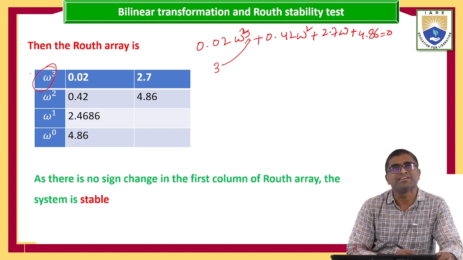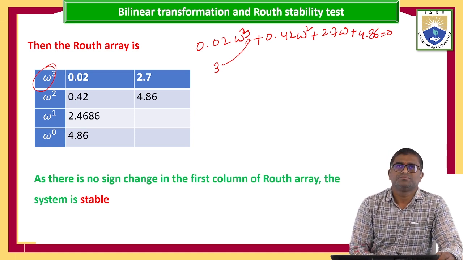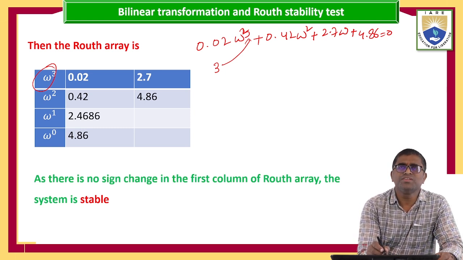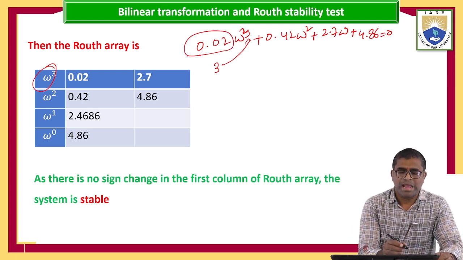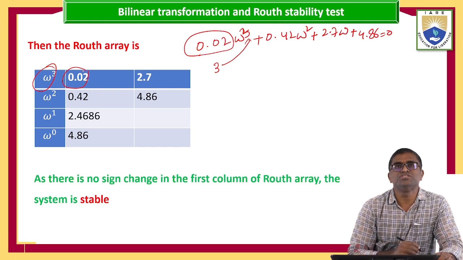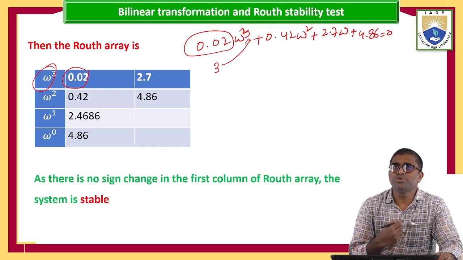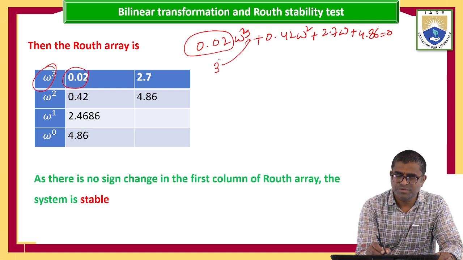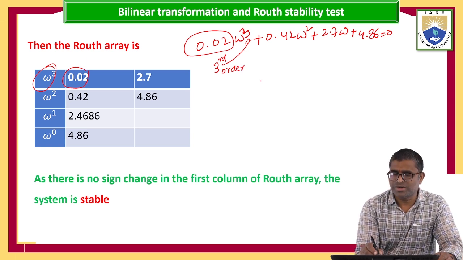So, I am writing the first term here. It is an odd number, 3. The magnitude of this value is 0.02. I am writing the first element here as 0.02. After that, the third order element, and then the next element I am taking as first order.